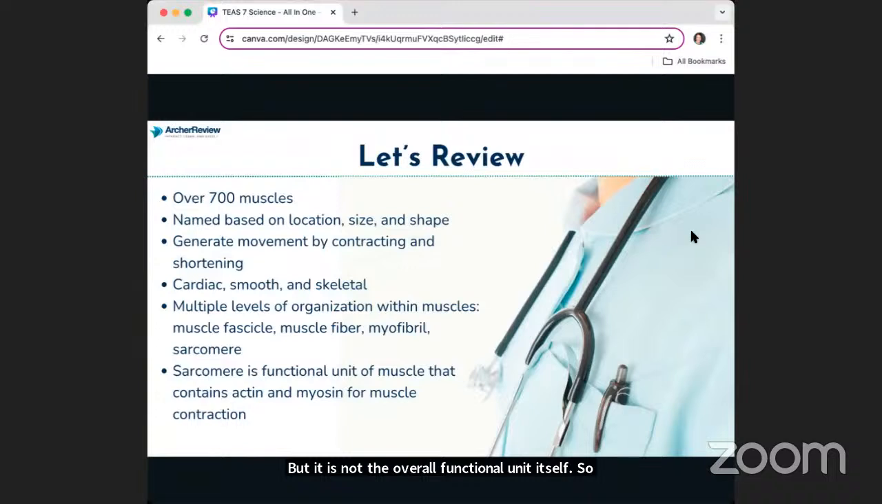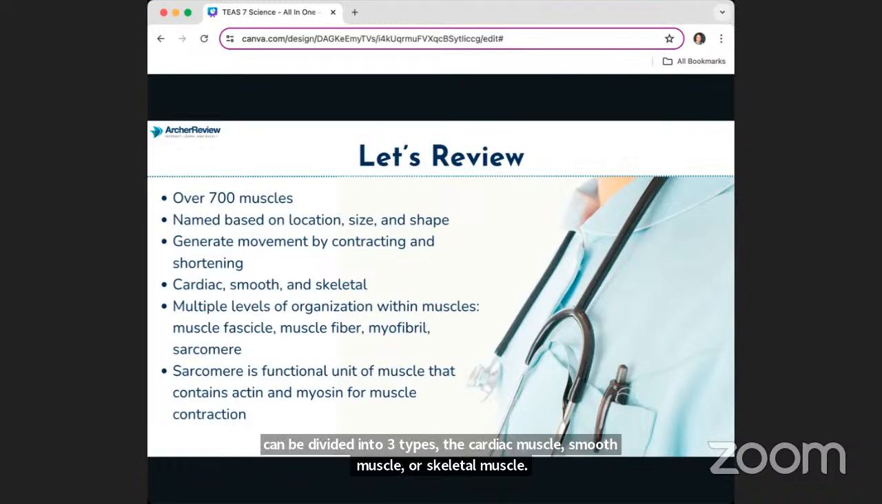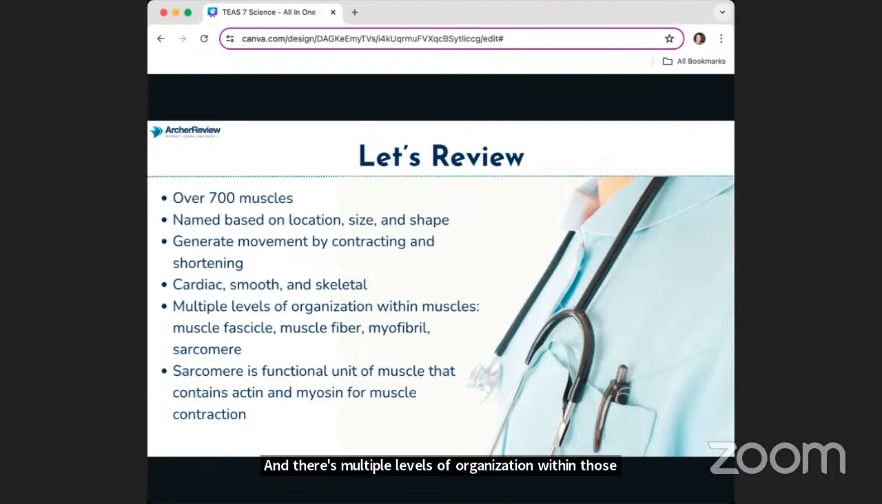Let's review the muscle system. There are over 700 muscles. They are named based on their location, their size, and shape. They generate movement by contracting and shortening. Muscles can be divided into 3 types: the cardiac muscle, smooth muscle, or skeletal muscle. And there's multiple levels of organization within those muscles. As you saw, there's a muscle fascicle, a muscle fiber, the myofibril, and then sarcomeres within the myofibrils. And the sarcomere is the functional unit of muscle. It contains the actin and myosin, which is necessary for muscle contraction.